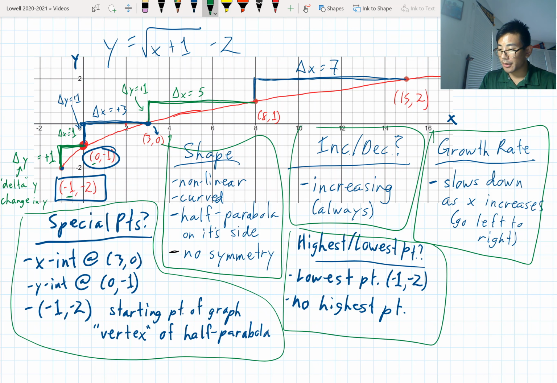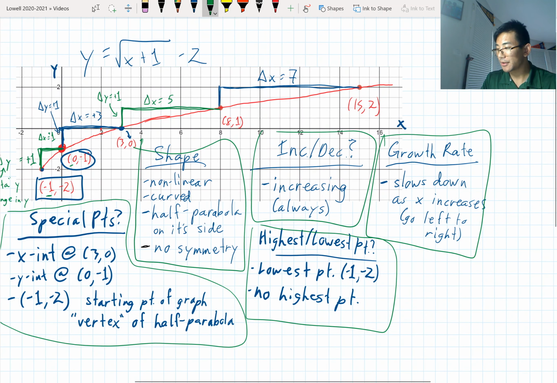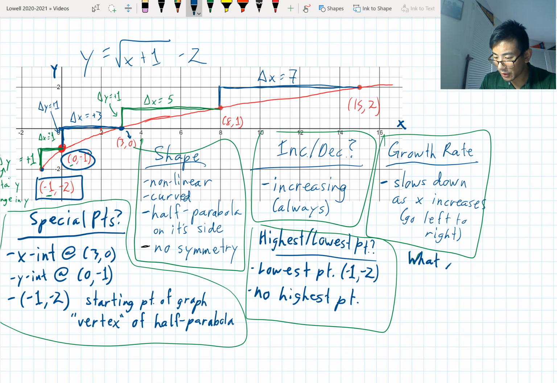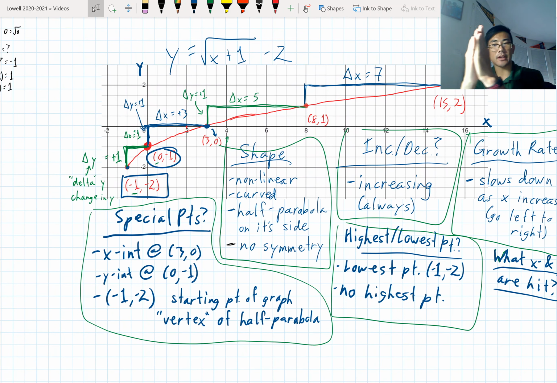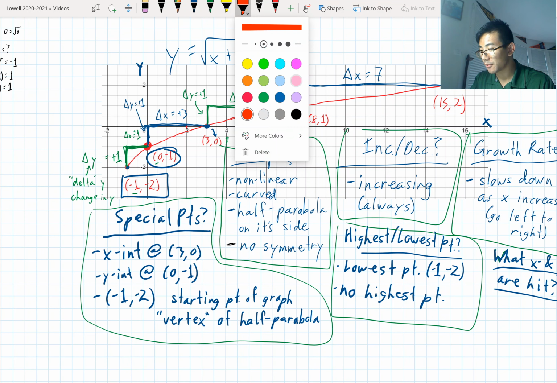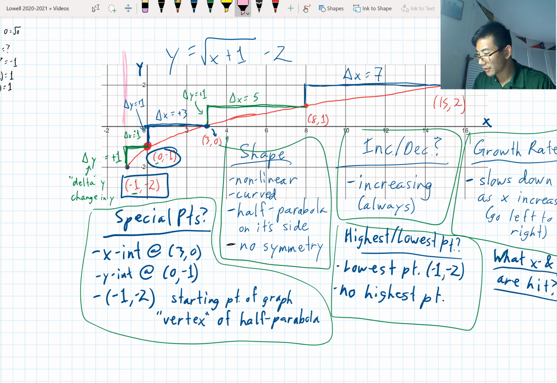Whew, almost there. The last part is what x and y values are hit or used. And so let's think about this. You can kind of see this on the graph again, where we scan left to right. Where does the graph start horizontally? Well, the very first x value comes up at -1 right here. In pink, the graph starts kind of right there.